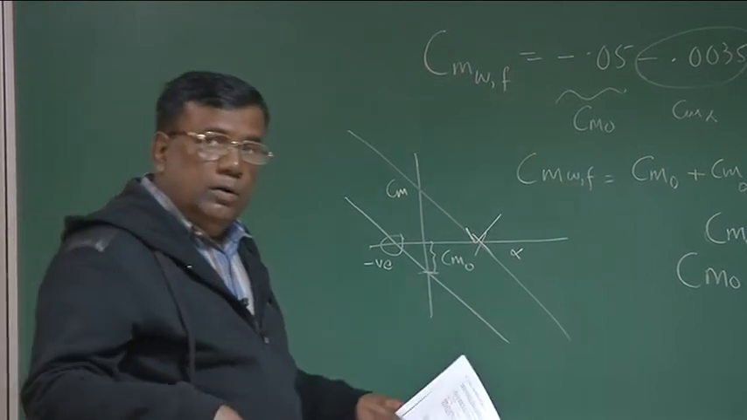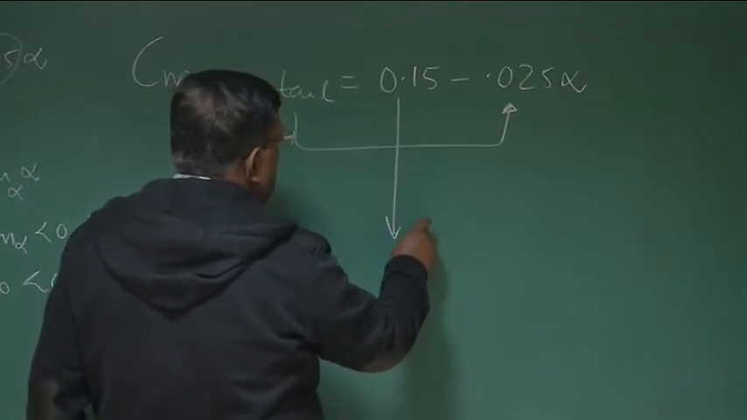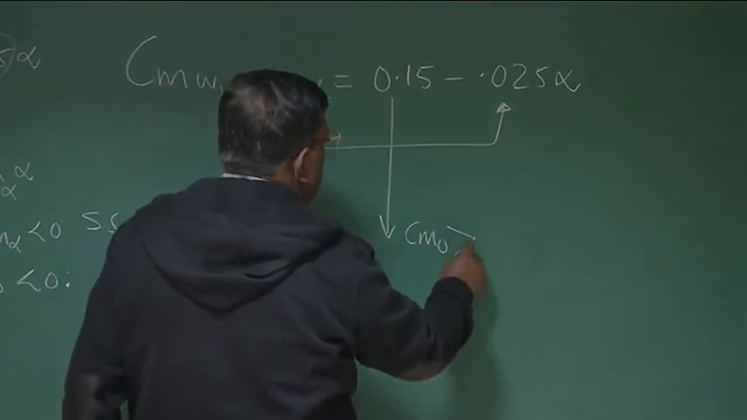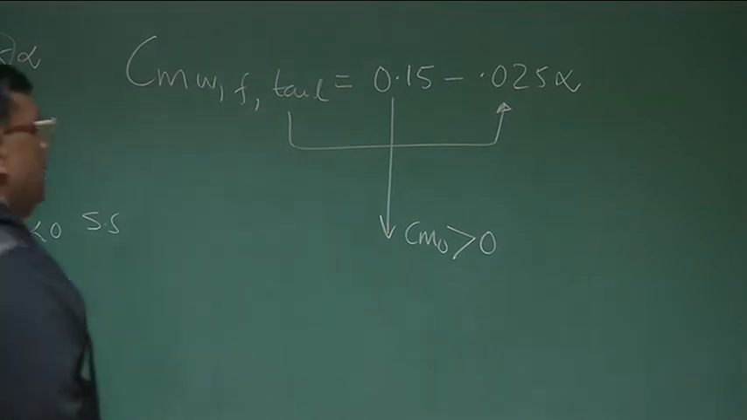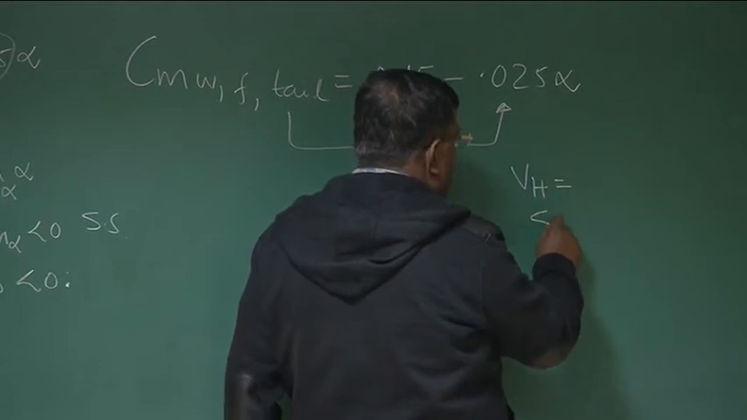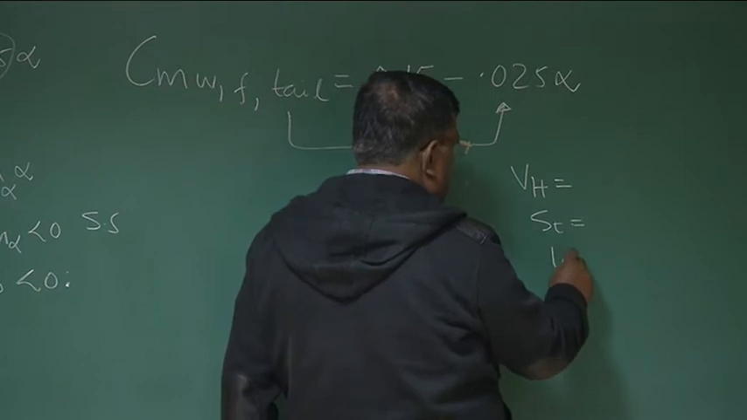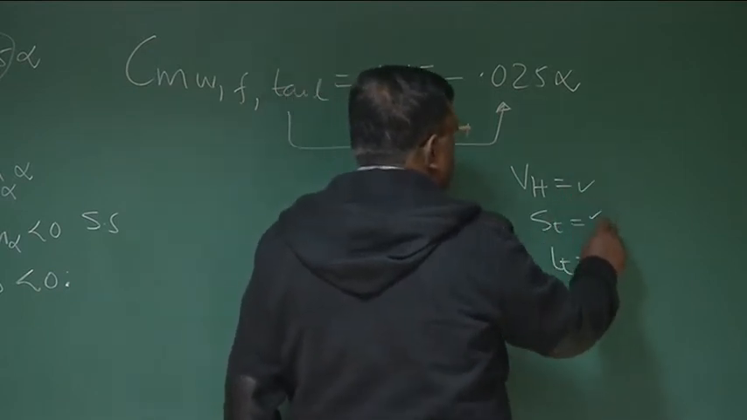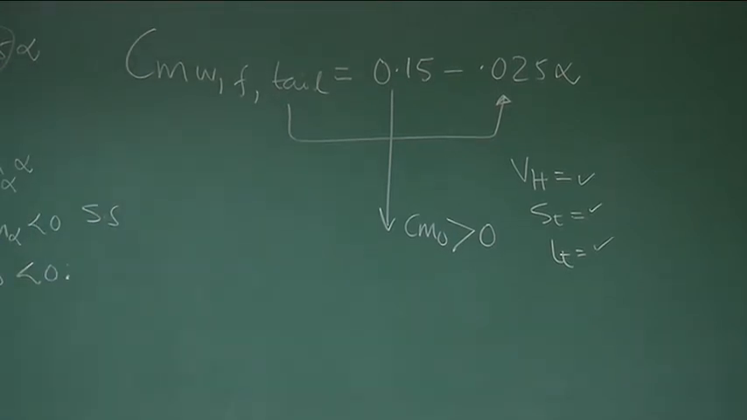So it is becoming more statically stable, and also now the tail should be such that Cm naught also becomes greater than 0, so I can trim it at positive angle of attack, right? And we solved this problem, and we found what is the tail volume ratio required or tail area required, and also what is the tail setting angle. So these things were done. This is one of typical real life design problem.